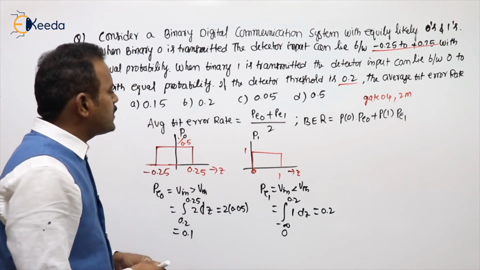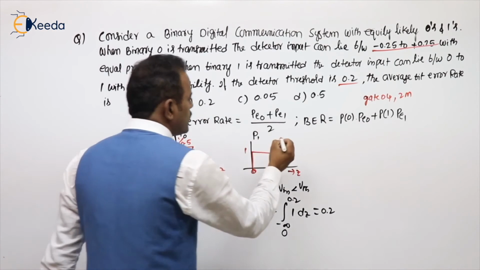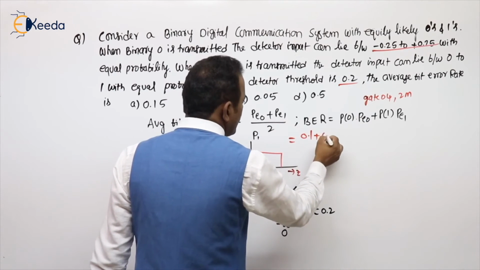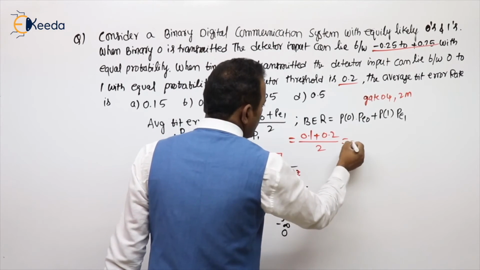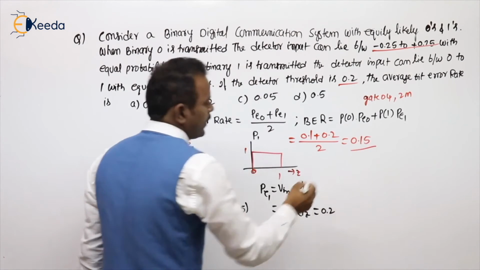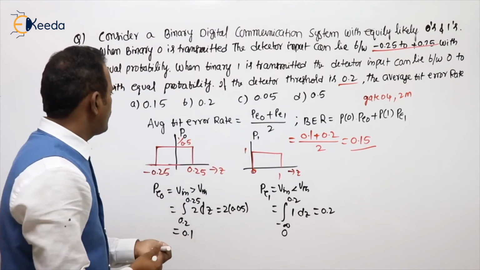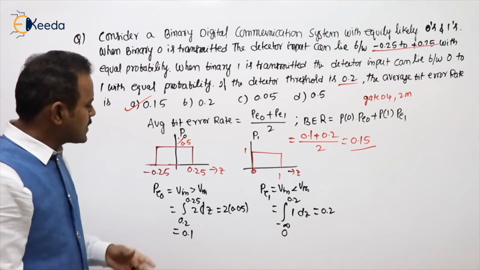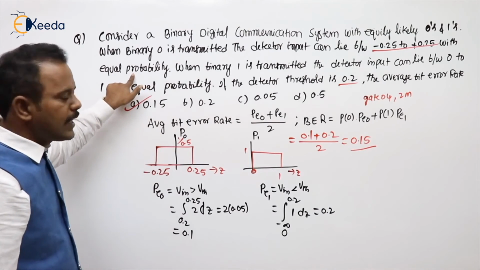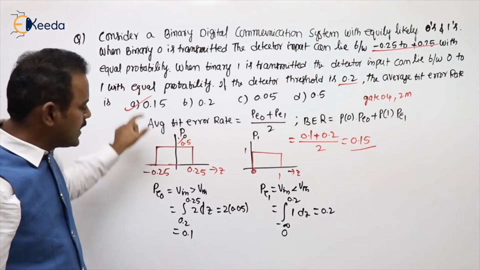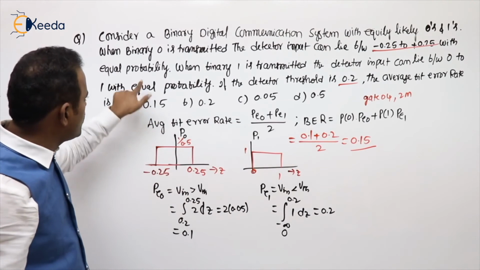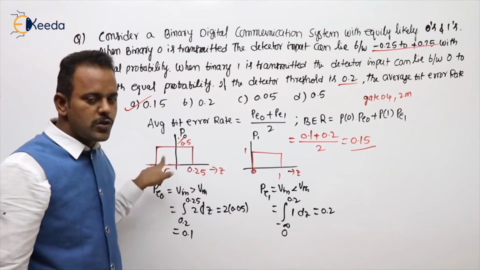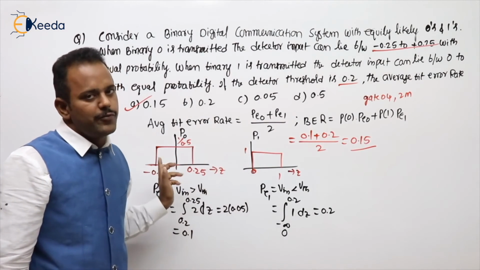Now he is asking for the average bit error rate, so substitute both values here. PE0 is 0.1, PE1 is 0.2, divided by 2: 0.3 by 2, so 0.15. That is option A. Try to understand, I took equal probability because he gave that when 0 is transmitted, it lies between minus 0.25 to plus 0.5 with equal probability. Here, 0 to 1 with equal probability. So I took uniform PDFs.